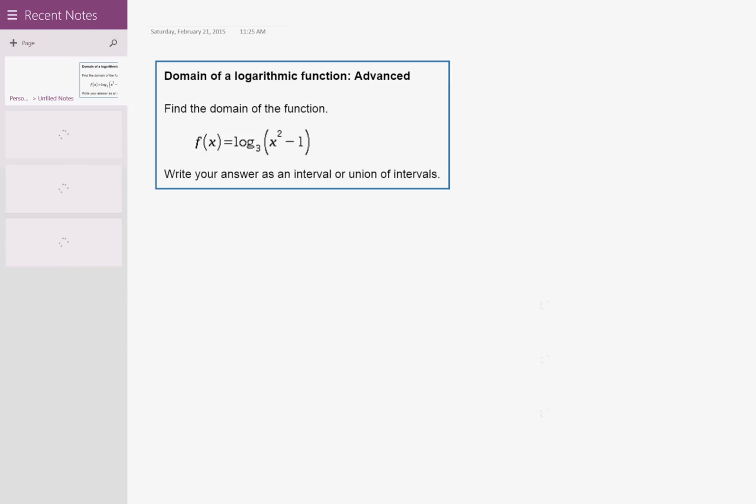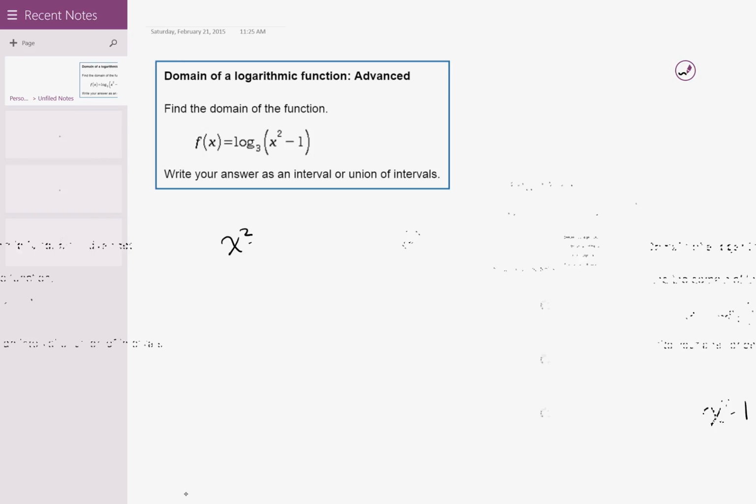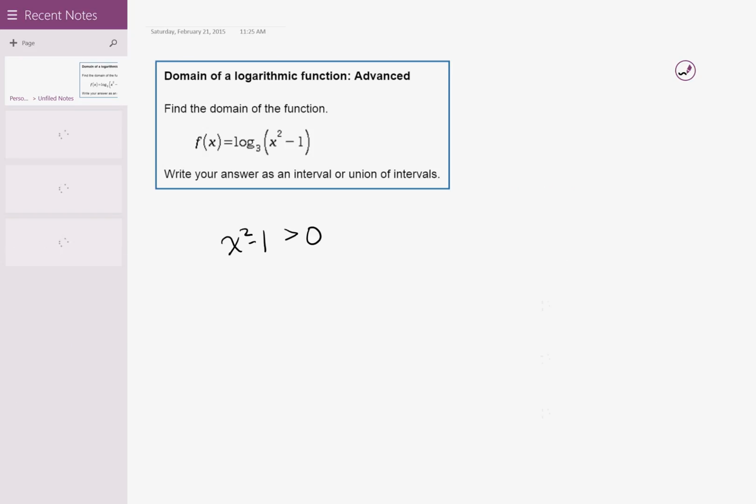We want to find the domain of our logarithmic function, and this one is a composition of functions, where we're taking the logarithm of a function of x. So it's a little more complicated than just saying x has to be greater than 0. What we have is that x squared minus 1 must be greater than 0. And that's greater than, not greater than or equal to. I can't take the log of 0.